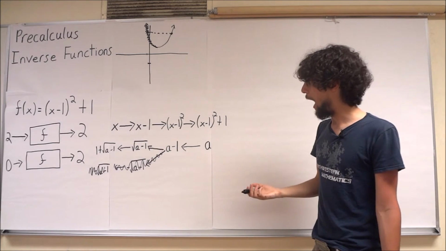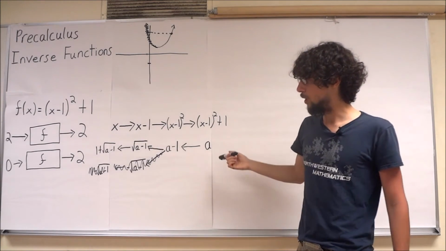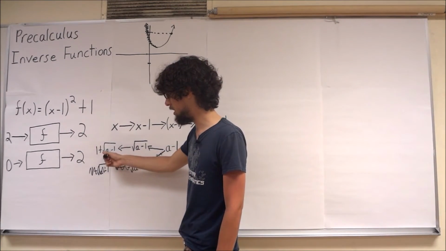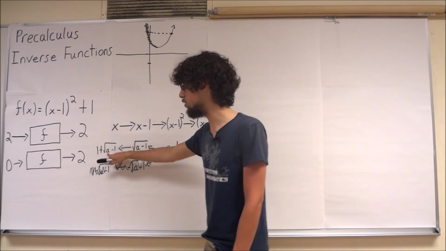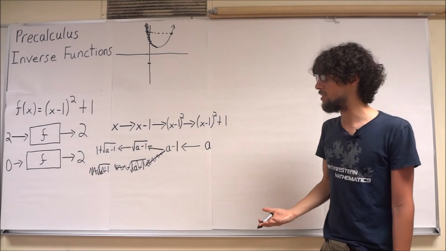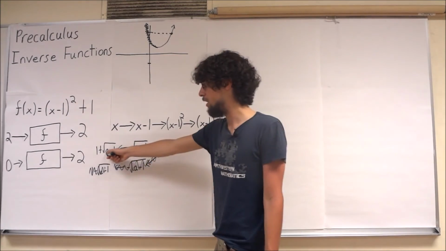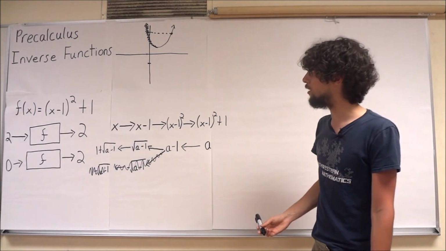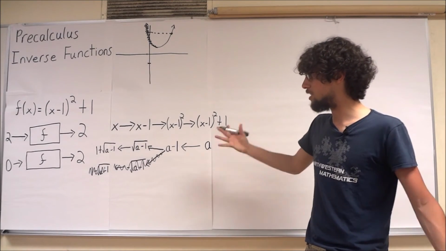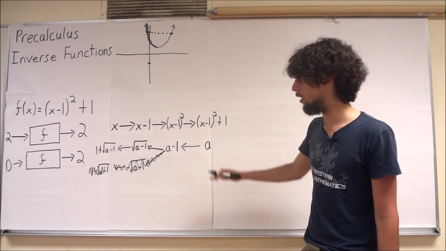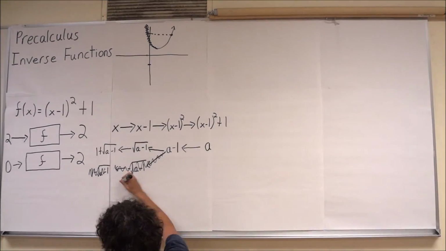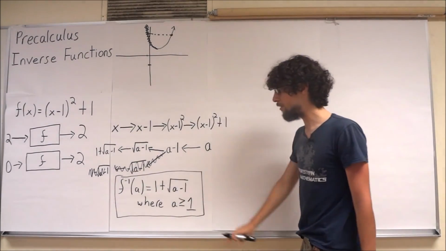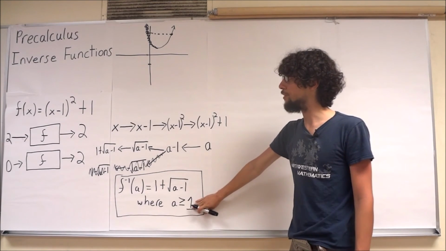So how can I see that? Well, if you look at what's going on here, this square root of a minus 1 is really only going to make sense if a is greater than or equal to 1. So I could specify my inverse function here. After restricting this domain, I could say that f inverse has this rule with this domain.